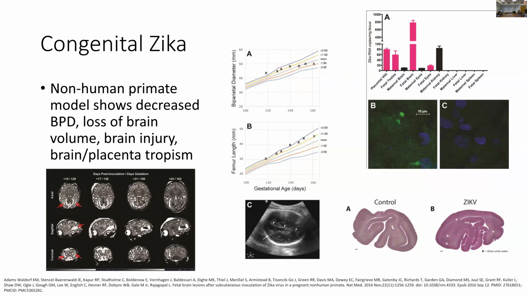Then we get to our non-human primate model, some nice work out of University of Washington. And here they show that in non-human primates, we see that there is brain injury. We see that there is decreased head circumference by parietal diameter. We see tropism for the Zika virus for fetal brain tissue, as well as the placenta. And we see damage to the brain with gliotic white matter present.